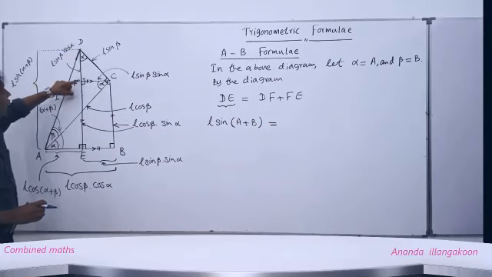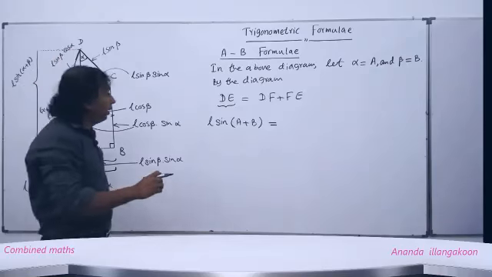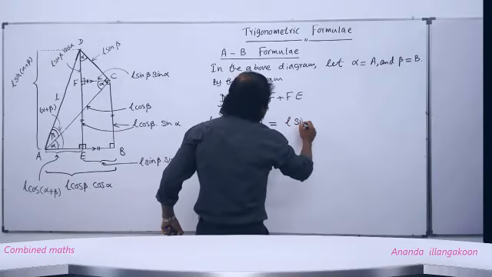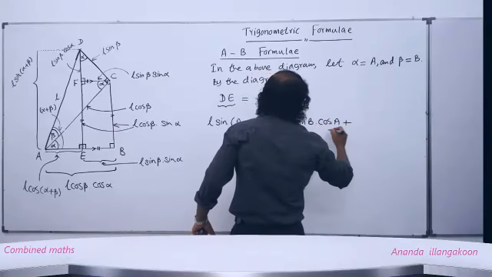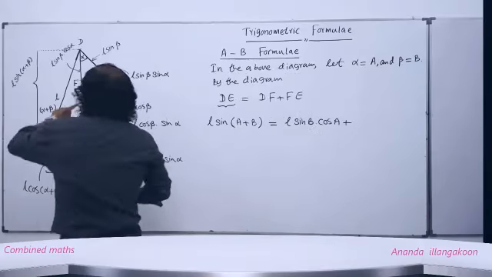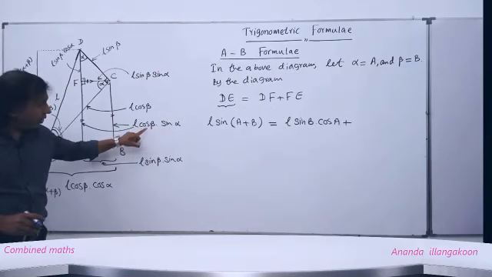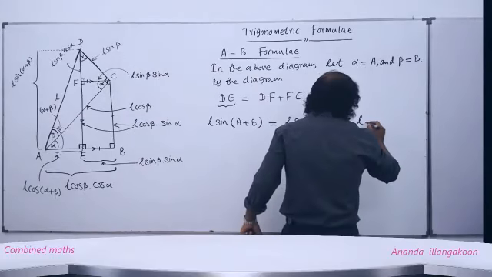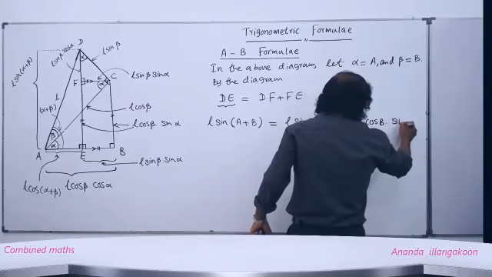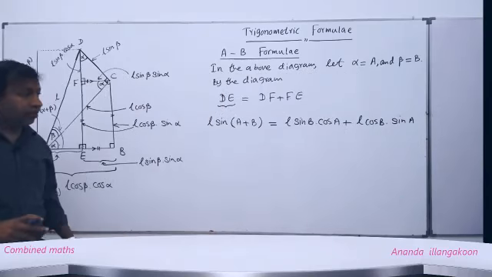DF. DF is this. It is L sine beta cos alpha. Beta is B, alpha is A. L sine B cos A. FE, it is this, L cos beta sine alpha. L cos B sine A. Plus L cos B sine A. Right? We get this.